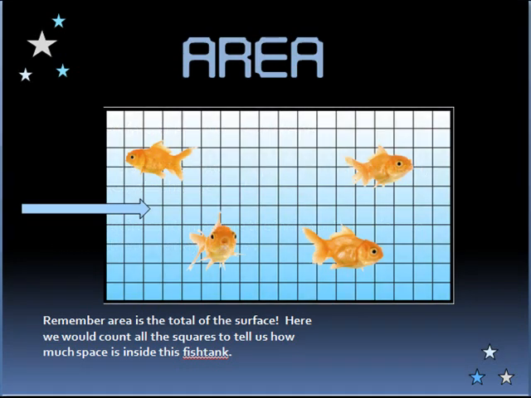To get an understanding of area, here is a picture of a fish tank that has been divided into equal sets of squares. To calculate the area, we could count every single one of these squares, and that would tell us the surface area that's covered, without any gaps or any overlay.